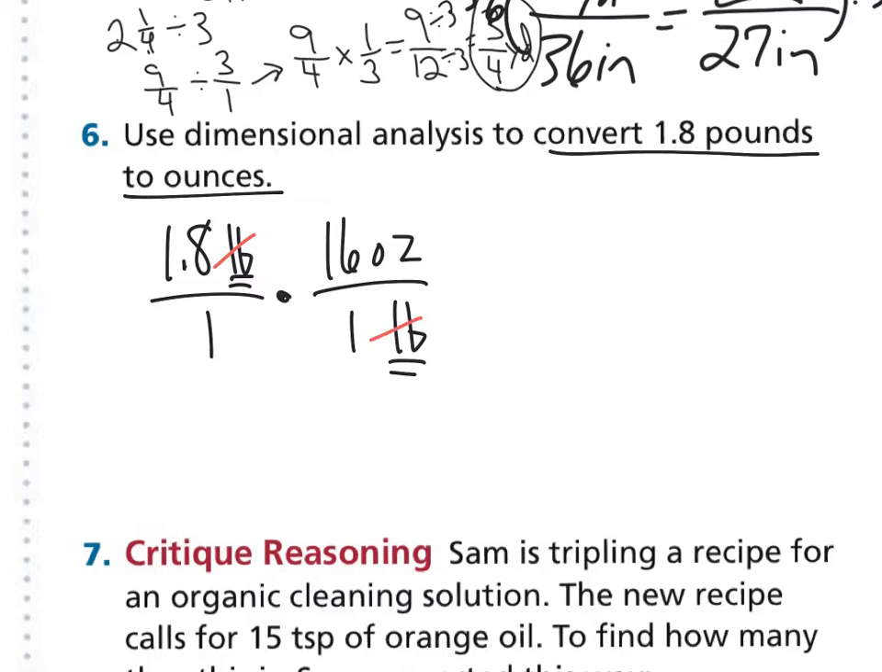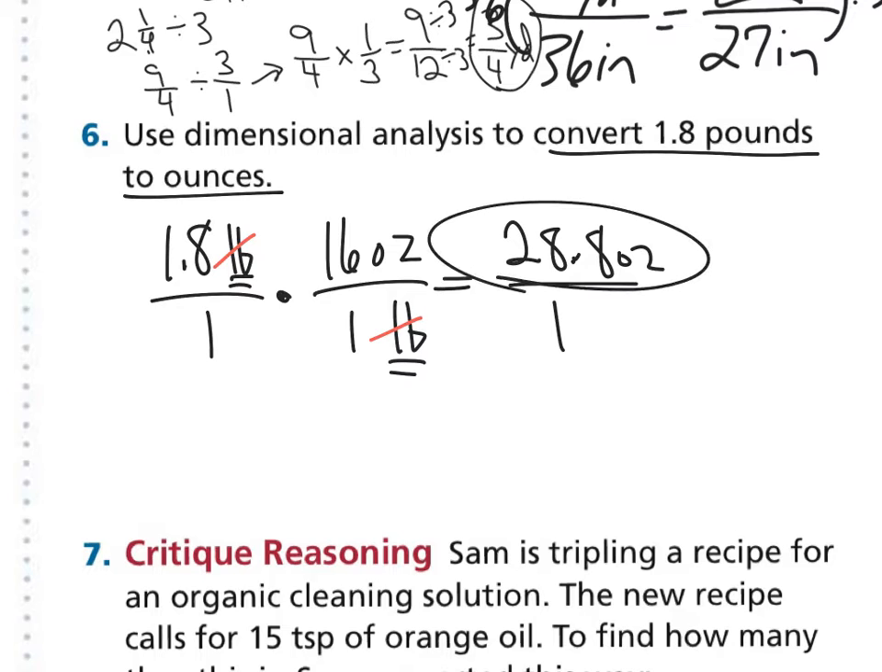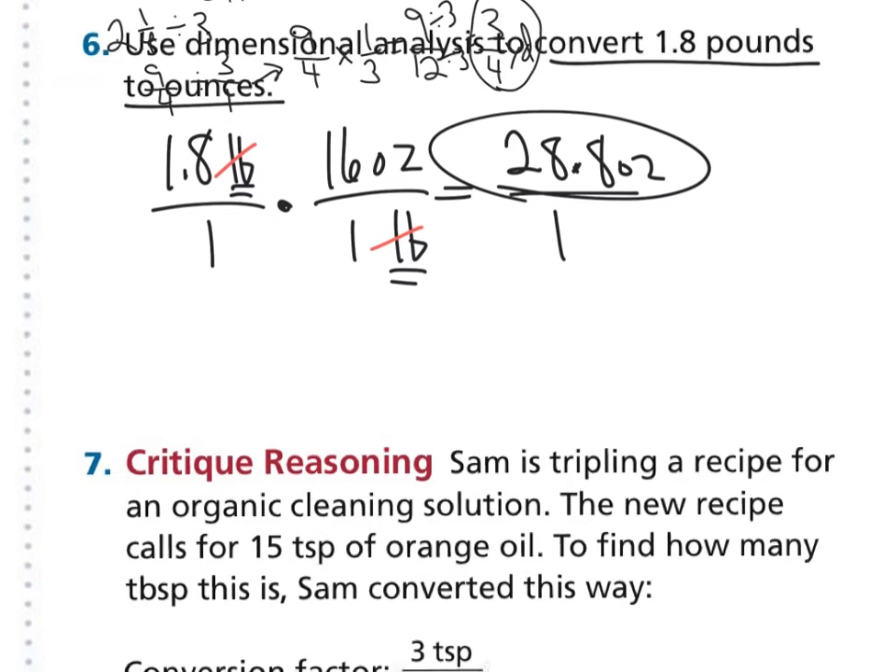By doing that, the pounds will cancel when we multiply. 1 times 1 is 1, and then if you multiply that, you should get 28 8/10 ounces. And it's divided by 1, so we don't really need the 1 there. That would just be 28.8 ounces.